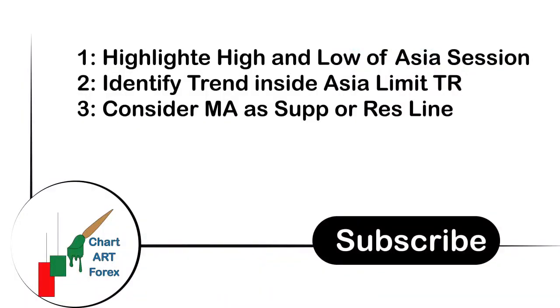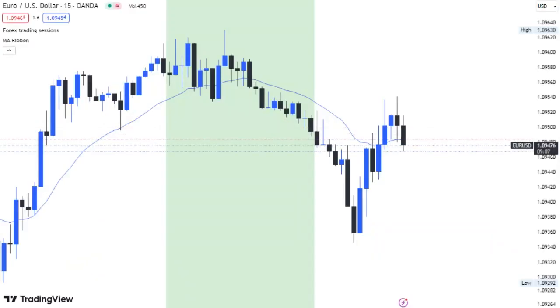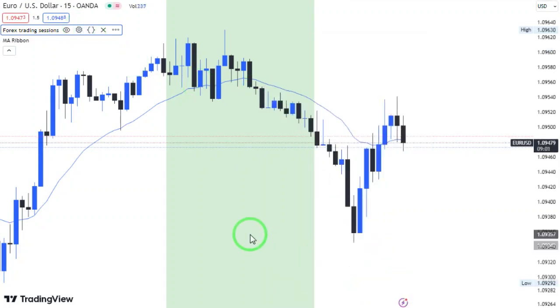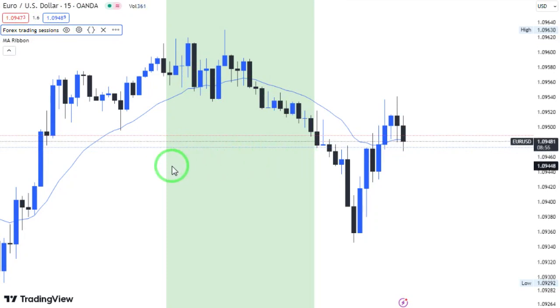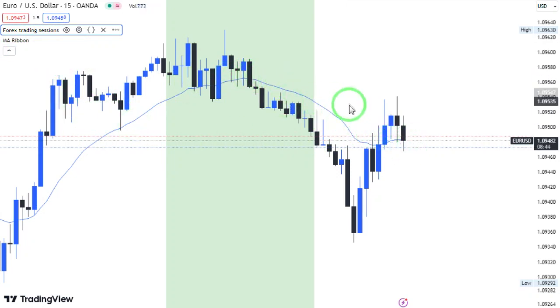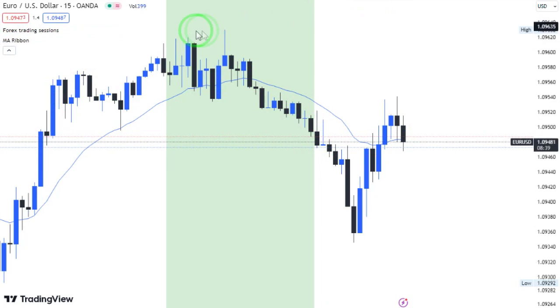This strategy follows this process. For the London breakout strategy, we use the Forex trading session indicator. Select Tokyo time according to your zone. This limit is the Tokyo session and we wait for a break up or down of this limit. Also we use a moving average 21 indicator. So we specify the low and high of the Tokyo session.